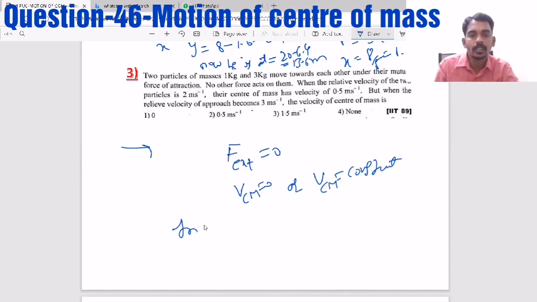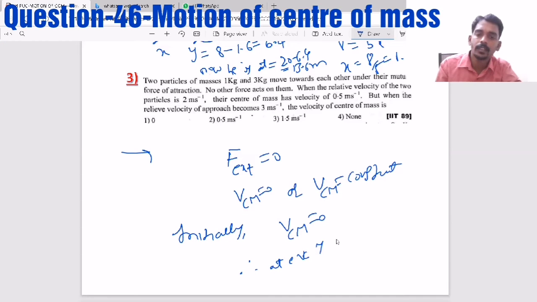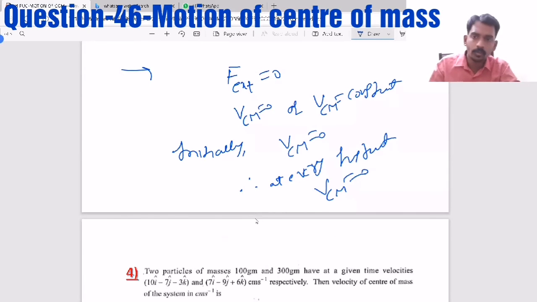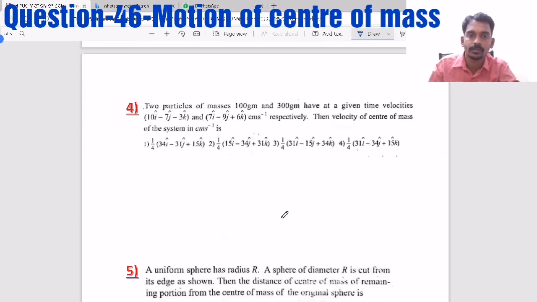But here, initially, both are at rest and they started moving towards each other due to their mutual attraction. That means the velocity of the center of mass is 0. Therefore, at every instant, the velocity of the center of mass remains 0 only, as there is no external force acting on the system. So mutual interaction is just internal force, not external force.